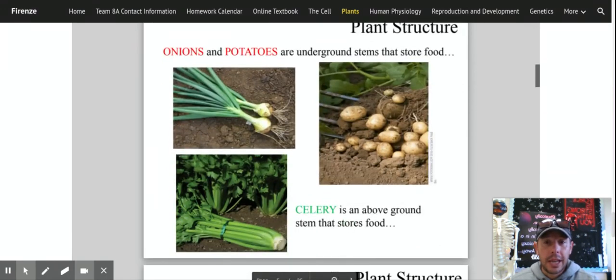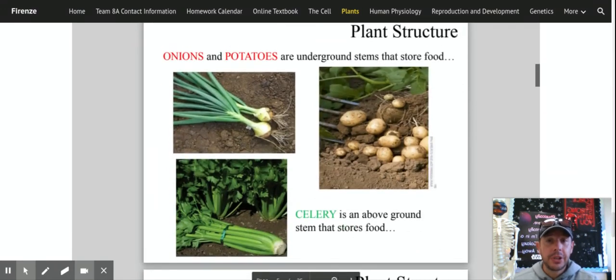Now, certain stems are actually found underground, for instance, onions and potatoes. Onions and potatoes are underground stems that actually store food. Celery is an above ground stem that supports food. And if you ever break the celery apart, it gets very stringy. Those stringy things are important because that's what helps water and sugar move throughout the plant. We'll talk more about that in a minute.